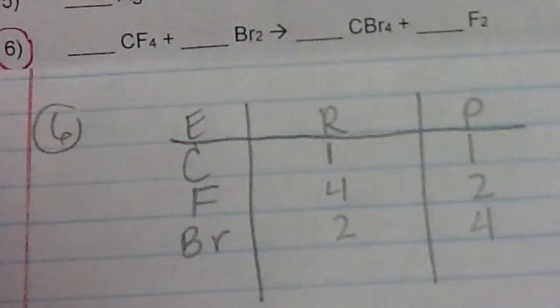Number 6, I have the elements carbon, fluorine, and bromine. I have 1 reactant carbon, 4 reactant fluorine, and 2 reactant bromine. I have 1 product carbon, 2 product fluorine, and 4 product bromine.